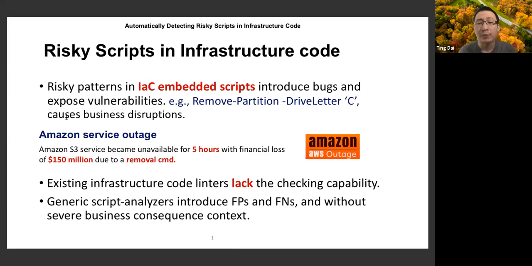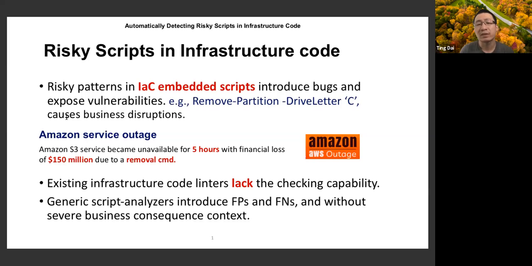Modern IaC tools have their own programming paradigm to write infrastructure code. For example, YAML for Ansible playbooks and Ruby for Chef cookbooks. They also support embedded scripting languages such as Shell and PowerShell to manage the infrastructure resources and interact with applications to execute the automation procedures. Risky patterns in those IaC embedded scripts introduce bugs and expose vulnerabilities. For example, commands such as Remove-Partition -DriveLetter C or rm -rf / will remove the disk drive and could result in business disruption when they are invoked in the production environment.